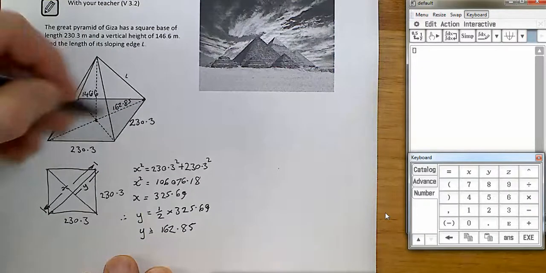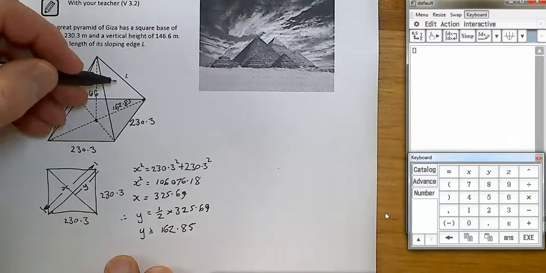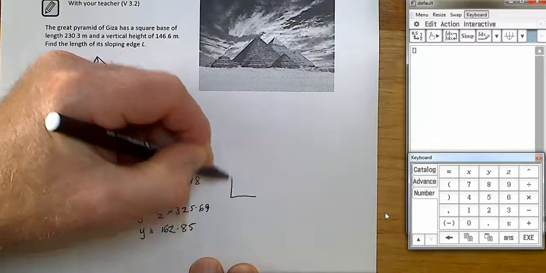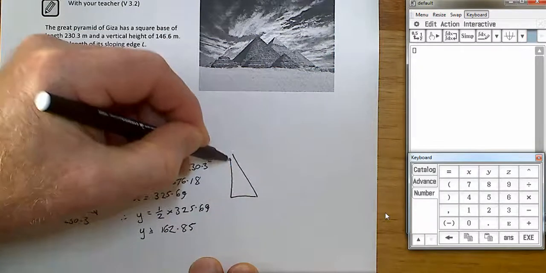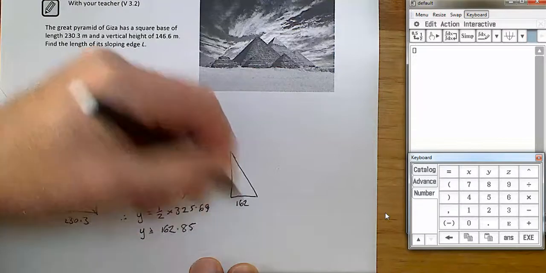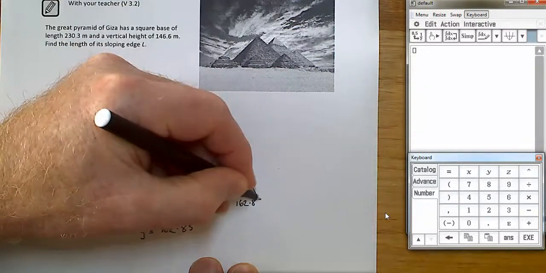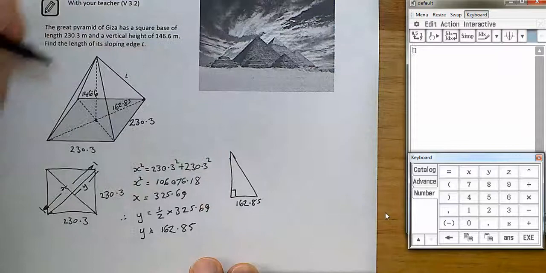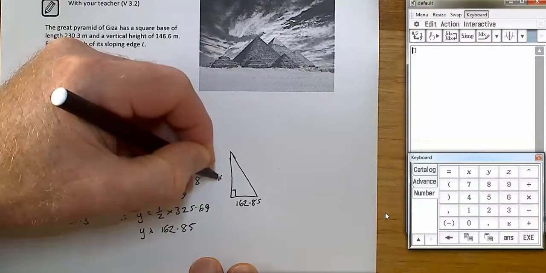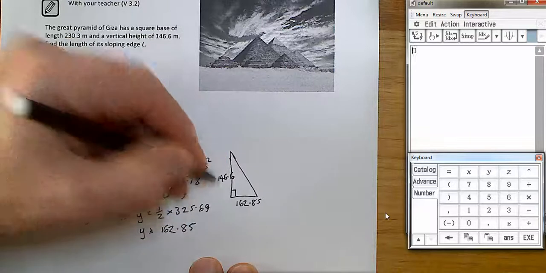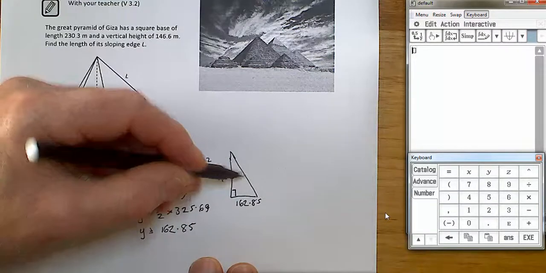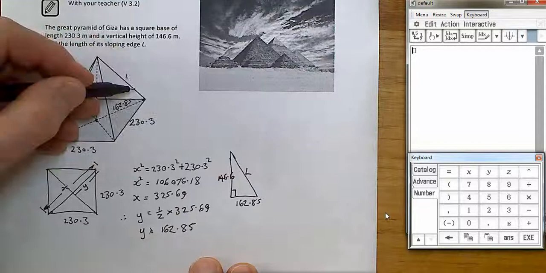I can now look at this triangle here, which in fact is right angled. I'll redraw it here. That distance is 162.85. It is a right angled triangle, and the height is 146.6. I can now use ordinary Pythagoras' theorem to work out that distance L, which we were asked for.